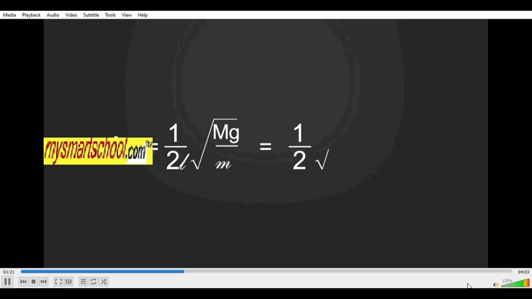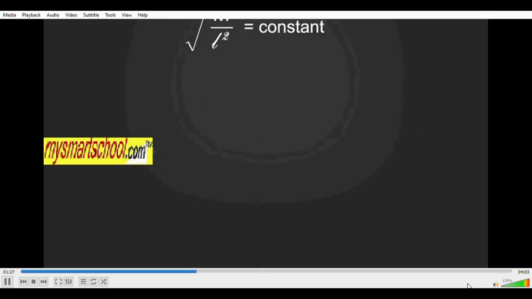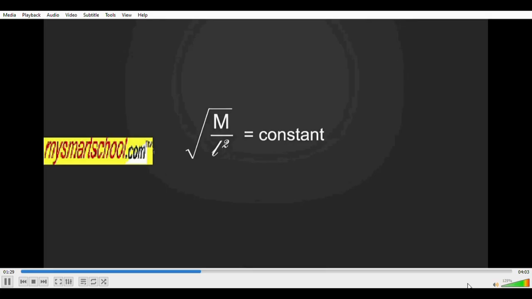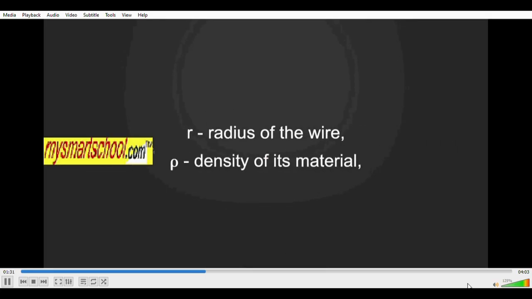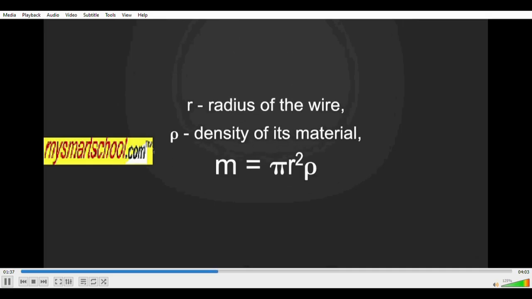Therefore, nu is equal to 1 by 2L into root of Mg by m, that is equal to 1 by 2 into root of g by m into root of M by L square. M by L square is a constant. If r is the radius of the wire and rho is the density of its material, m is equal to pi r square rho.